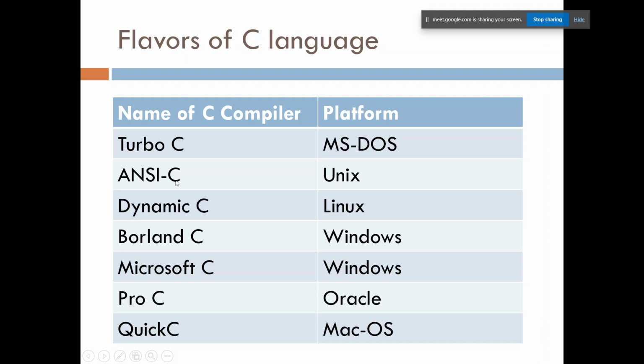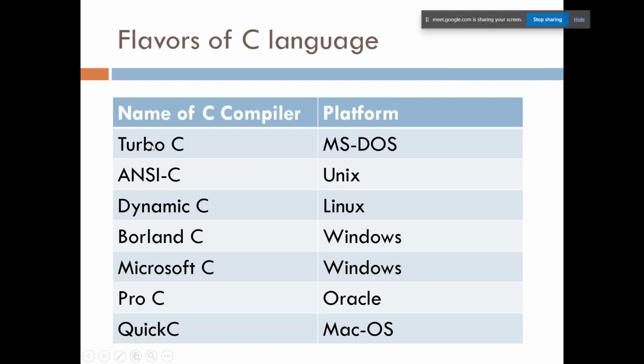Sorry. And there is something called ANSI C, if you're working on the Unix operating system. If you're working on Linux, it is called Dynamic C. There are two flavors on Windows, Borland C and Microsoft C. For Oracle database connectivity, people were using Pro C, and Mac OS people will use Quick C. Okay, like that, there are different flavors of C language.